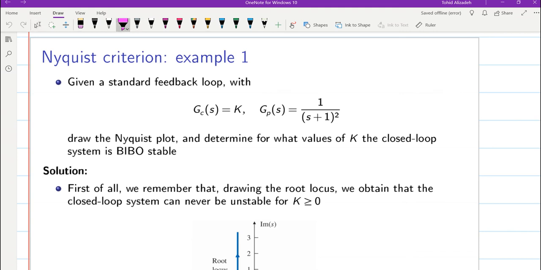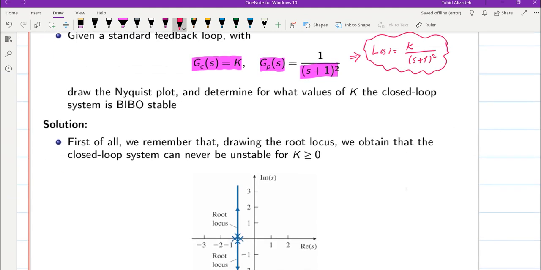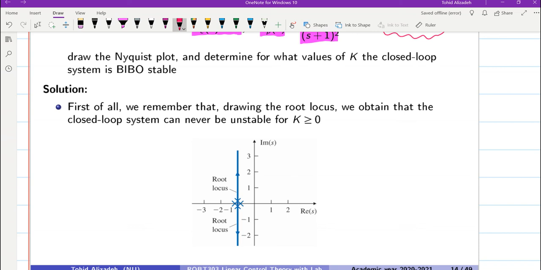Here we have the controller in the form of a proportional controller, and G_P(s), the plant transfer function, is given as 1 over (s+1)². So basically for L(s), we have K over (s+1)². We want to draw the Nyquist plot and then determine for which values of K the closed loop system is stable.